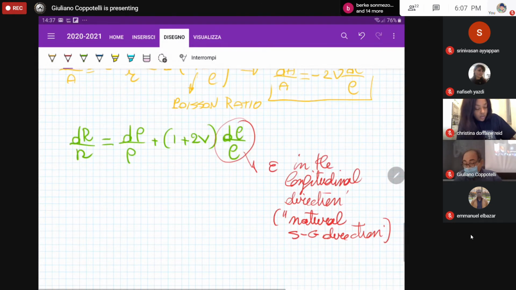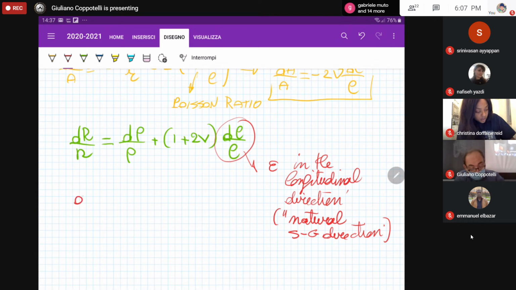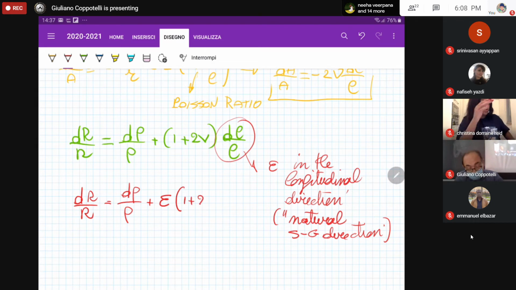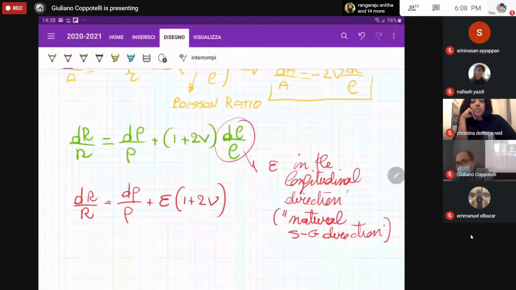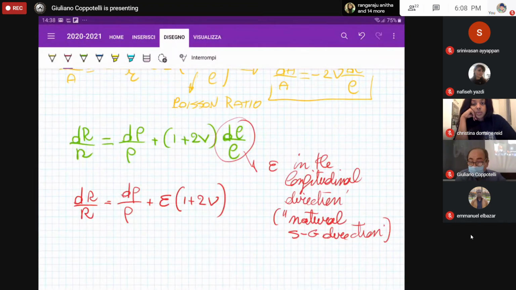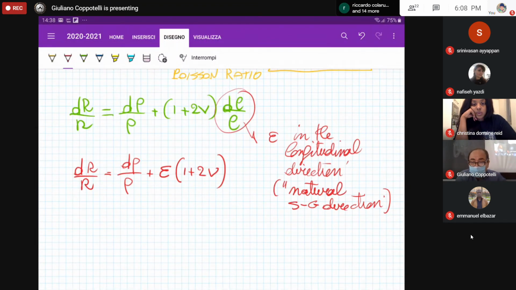And that's what we got: the change of resistance in percentage, dR over R, is equal to the change of resistivity plus the strain times 1 plus 2 nu. Okay, and that is one important equation that we have to consider.